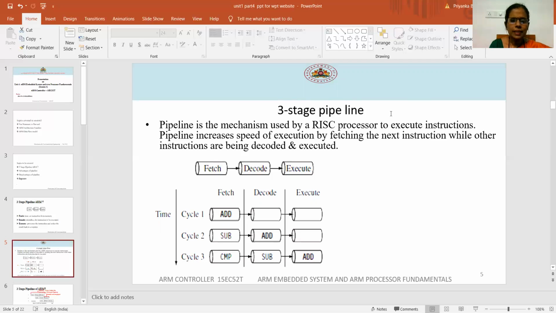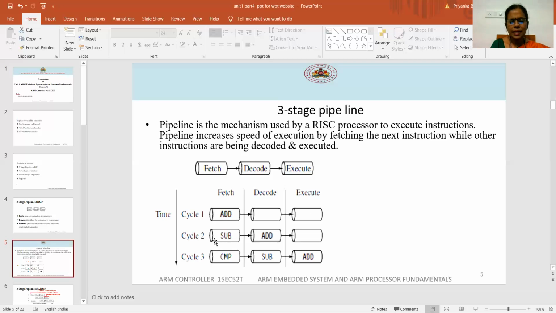The three stages in the pipeline we just studied are fetch, decode and execute. You can see here in cycle 1, the first instruction is fetched. What is the first instruction? Here I have shown an add instruction. So in the first cycle, the add instruction is fetched, and no instruction is decoded and no instruction is executed, because in cycle 1 only one instruction can be fetched.